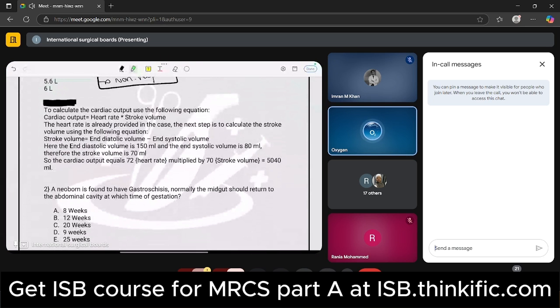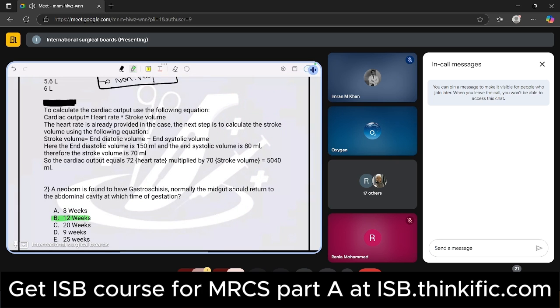A newborn is found to have gastroschisis. Normally, the midgut should return to the abdominal cavity at which time of gestation? B, 12 weeks.